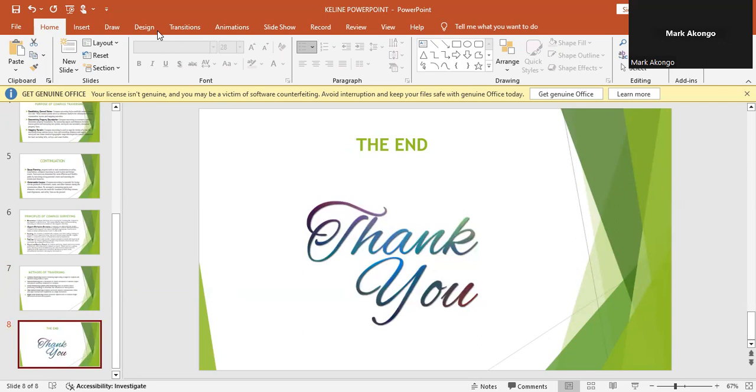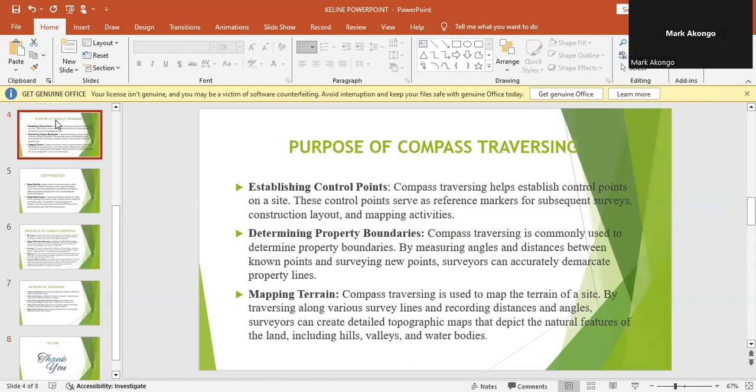I have a question. Can you go back to slide number 4? The first purpose of compass traversing, you are being told, is establishing control points. Compass traversing helps establish points on a site. These control points serve as reference markers for subsequent surveys.